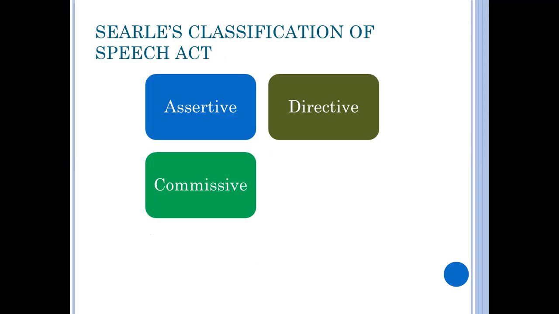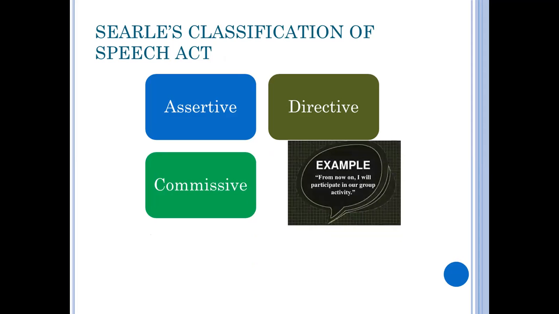For commissive, it is a type of illocutionary act which commits the speaker to do something in the future. Examples of a commissive act are promising, planning, vowing, and betting. For example, "From now on, I will participate in our group activity." The speaker is vowing that he or she will participate in the group activity that they have. So it commits the speaker to do something in the future as well.